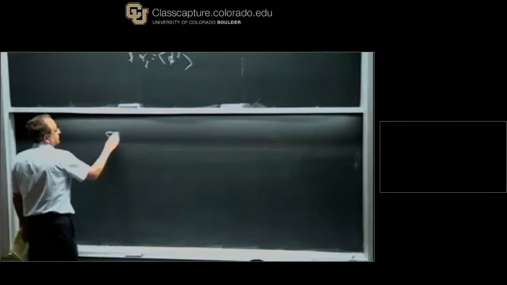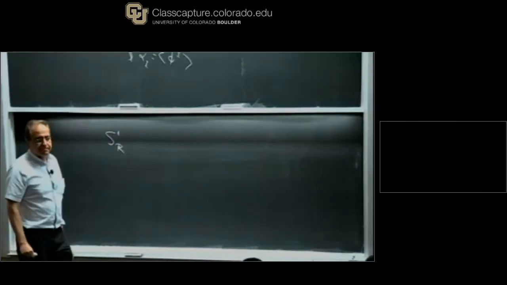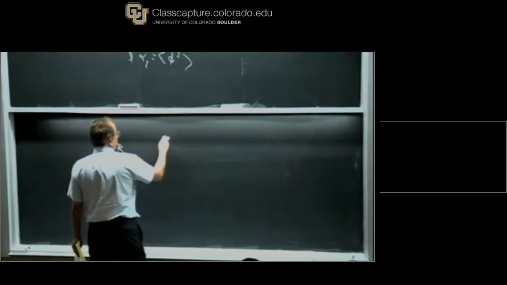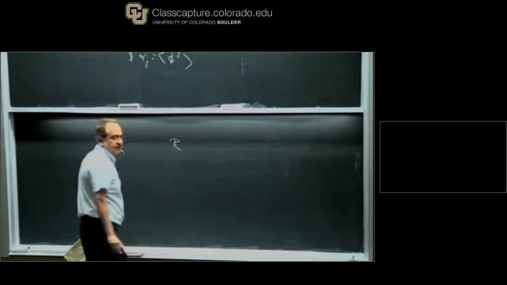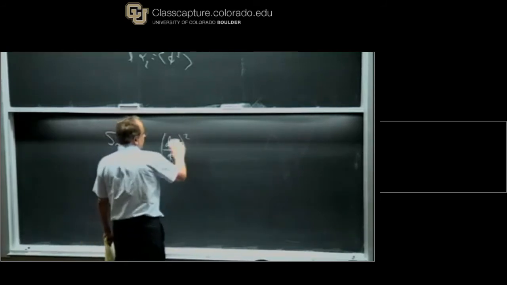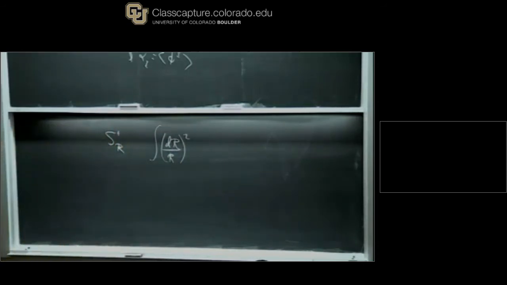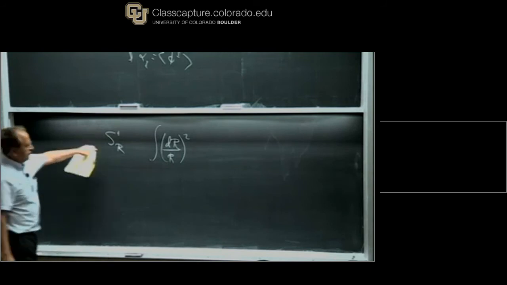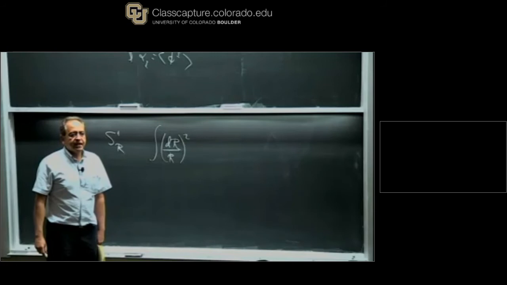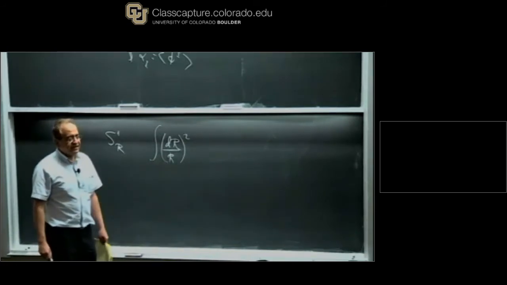Compactify the theory on a circle of radius r. This theory will have a modulus, which is this radius modulus, part of the gravity degrees of freedom, which has a scalar Lagrangian like this. If you write down the effective theory for the radius in one lower dimension, you always get this term. Okay? Now, this shows the fact that they're infinite distance away.